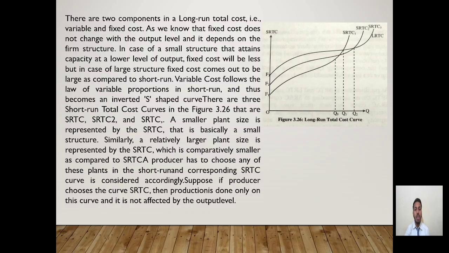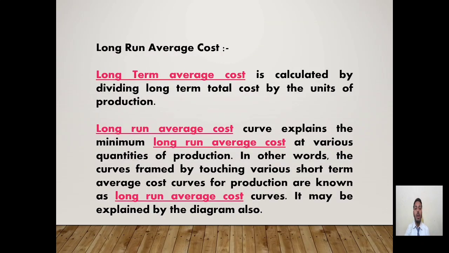There are three short run total cost curves in figure 3.26. A smaller plant size is represented by the short run total cost curve A, which is basically a small structure. Similarly, a larger plant size is represented by this other curve, which is comparatively smaller as compared to short run total cost curve A. The producer has to choose any one of these plants in the short run, corresponding to a short run total cost curve. Thereafter, the point of long run average cost.